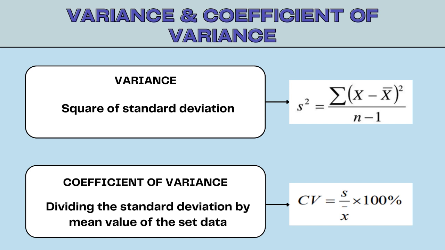Next, the coefficient of variance. The coefficient of variance is the standard deviation divided by the mean value of the data set. The CV equals s over the mean times 100%.